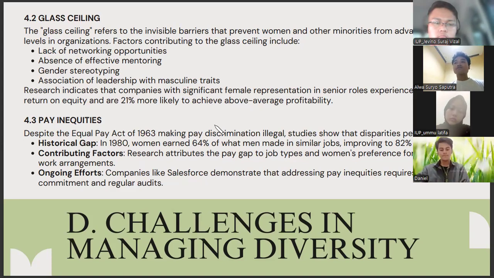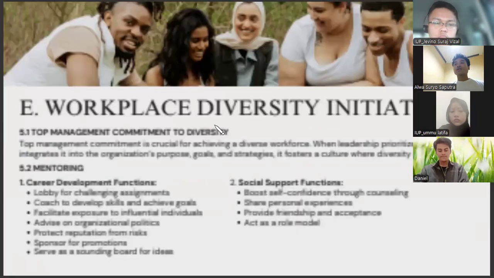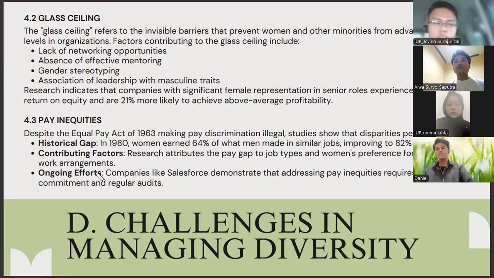Companies like Salesforce demonstrate that addressing pay inequities requires continuous commitment and regular audits. Even with a focus on pay equality, disparities can arise, necessitating ongoing evaluation. Overall, while progress is being made toward gender pay equity, significant work remains to achieve full equality in compensation.